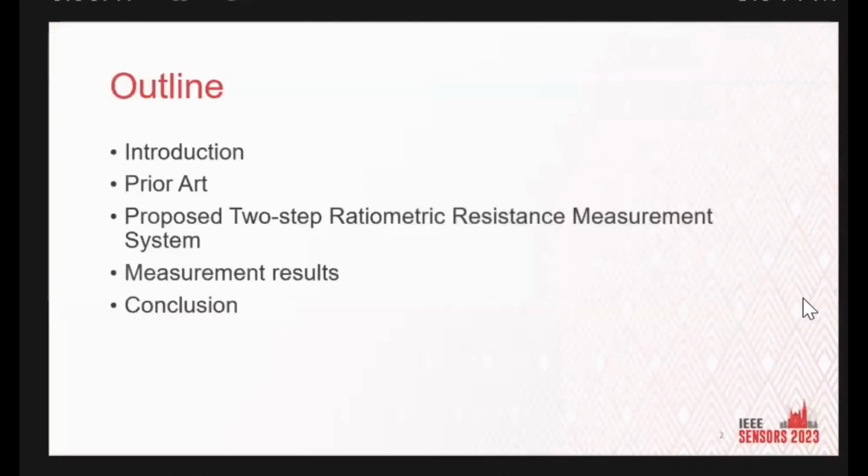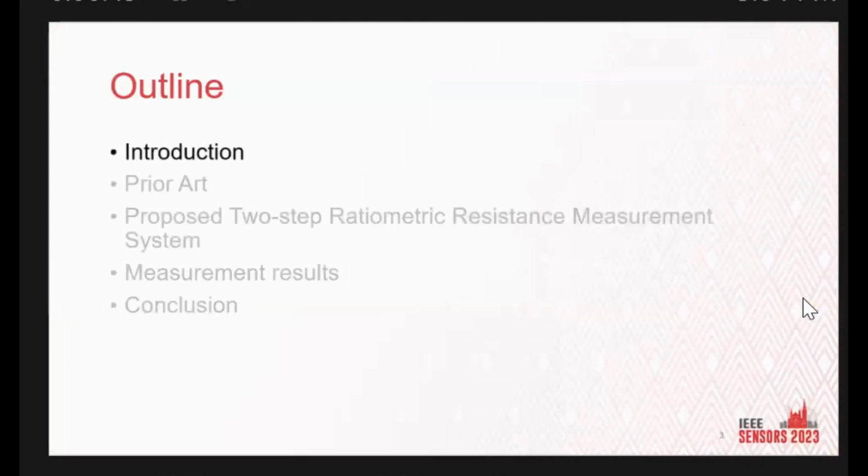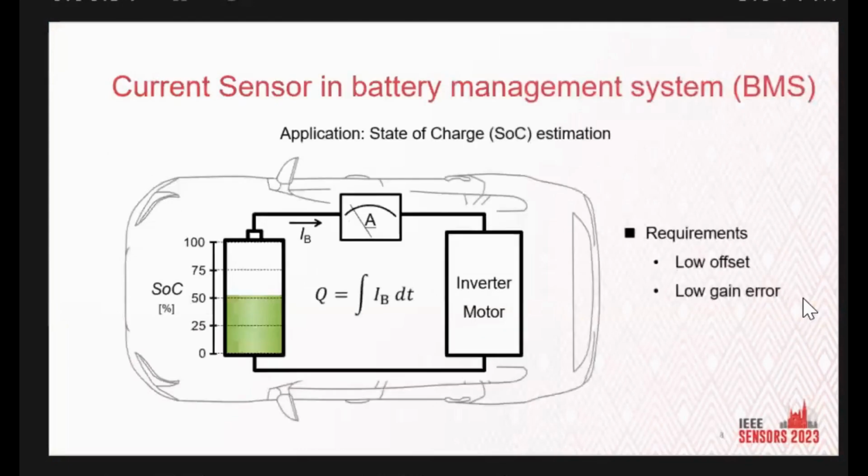Here is the outline. Let's start with the introduction. Current sensors are widely used in the battery management system of electric vehicles. The current sensor measures the battery load current. It's integrated to calculate the input and output total charge from the battery for state of charge estimation. In this application, the current sensor is required to have low offset and low gain error.